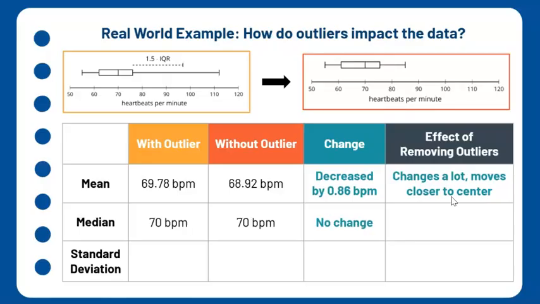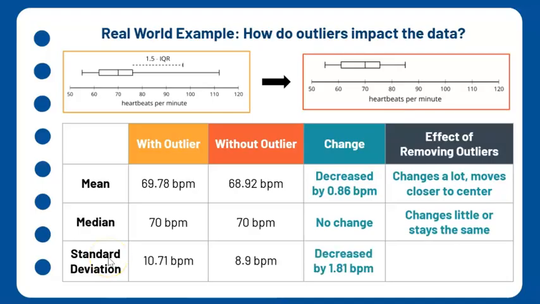The median with the outlier is 70 beats per minute. The median without the outlier is 70 beats per minute. So we see no change in the median. Outliers have little effect on the median and the IQR since it depends on position, not exact value. The median and the IQR is much more resistant to change since it measures the middle of the data based on the number of values rather than an actual numerical value.